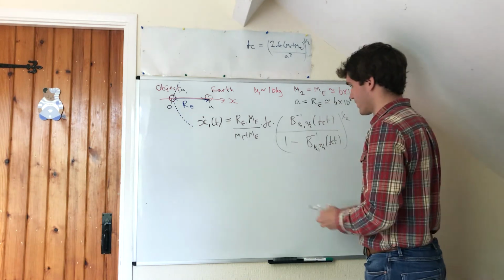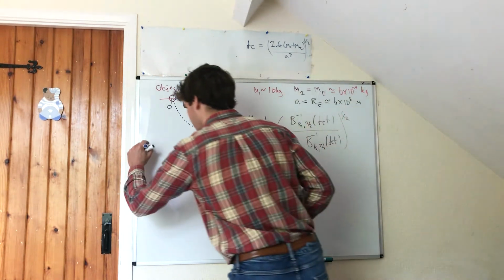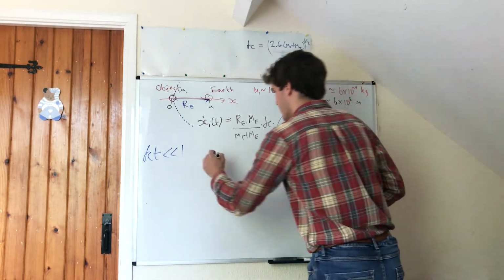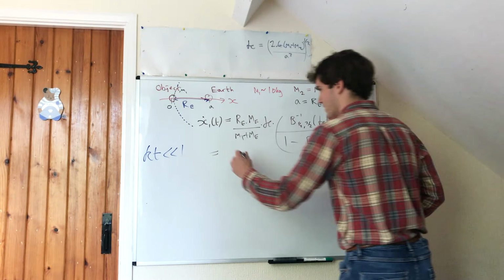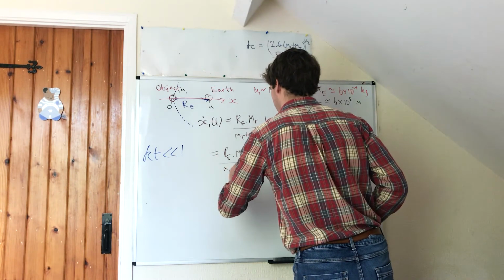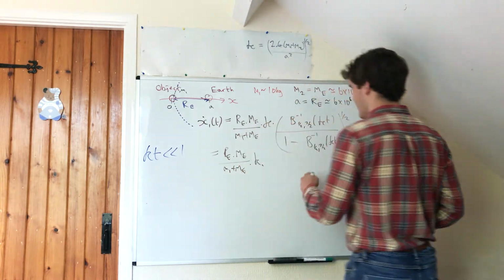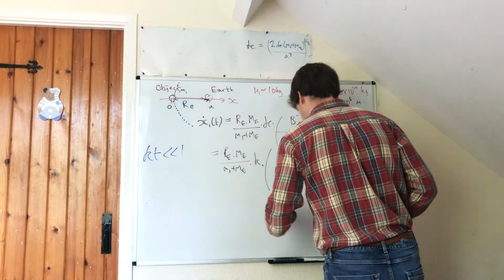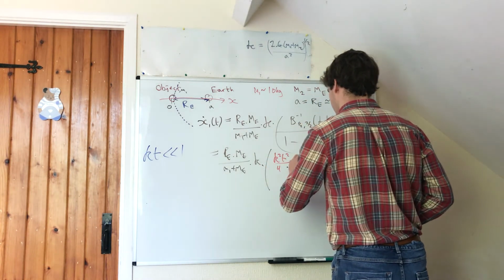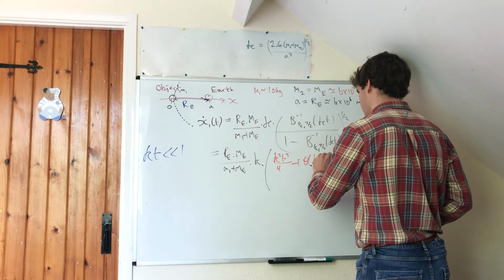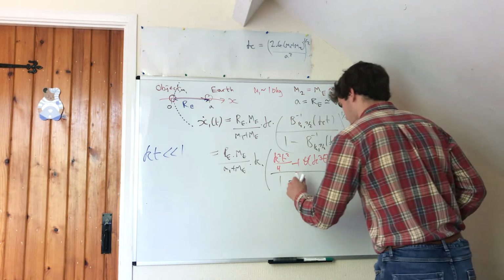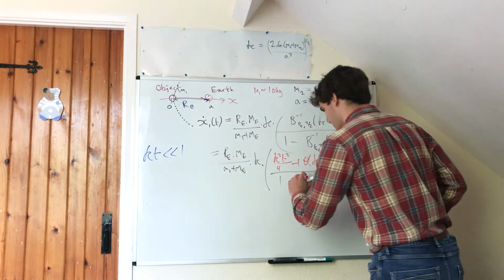Okay, now we want to expand this for small kappa t, so when kappa t is much, much less than 1, which is the thing we're doing, then we can expand this. So we get radius of Earth, mass of Earth, over m1 plus m Earth, times kappa, times, now this top one will give me kappa squared t squared over 4 plus order of kappa cubed t cubed, divided by 1 minus kappa squared t squared, which will be of order of kappa squared t squared.